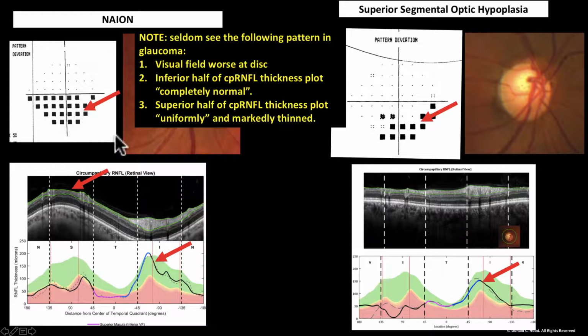Third, the superior half of the retinal nerve fiber layer thickness plot is uniformly and markedly thin. So uniformly and markedly thinned. That can happen in glaucoma. Often you'll have some kind of local variation in loss.